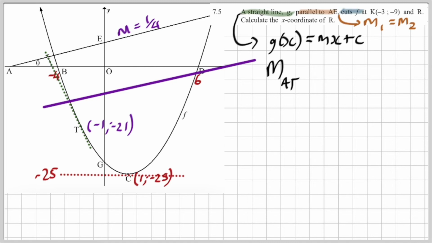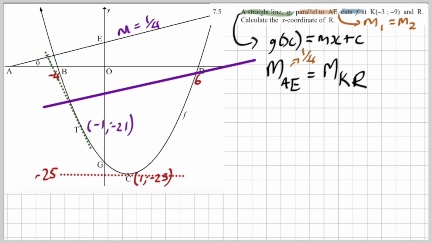This tells me that the gradient of AE must be the gradient of KR. Now in blue at the top, you will see that I highlighted the word cuts F, because on the official memo, they actually do an intersection between Gx and the graph fx. But I don't want to follow that procedure, okay? I don't want to do it that way. I want to use gradients, because that is for me so much simpler.